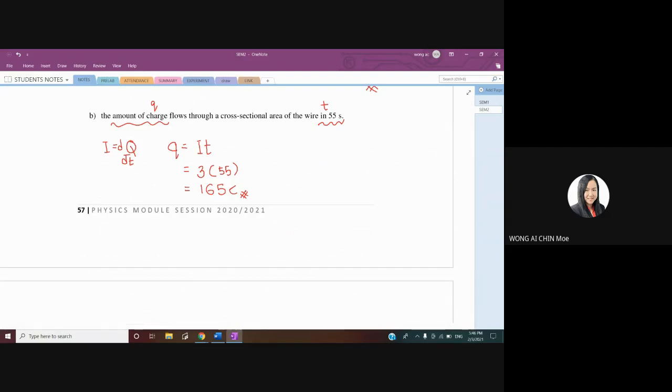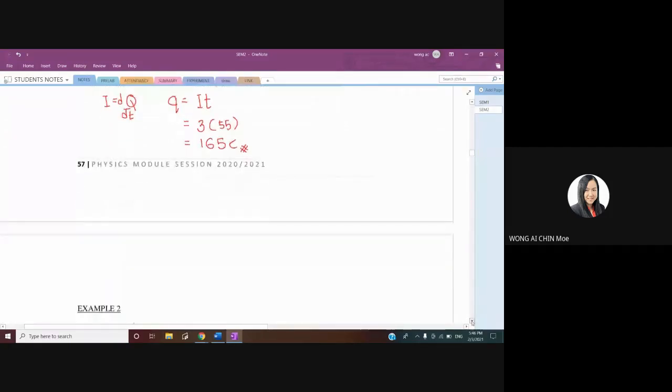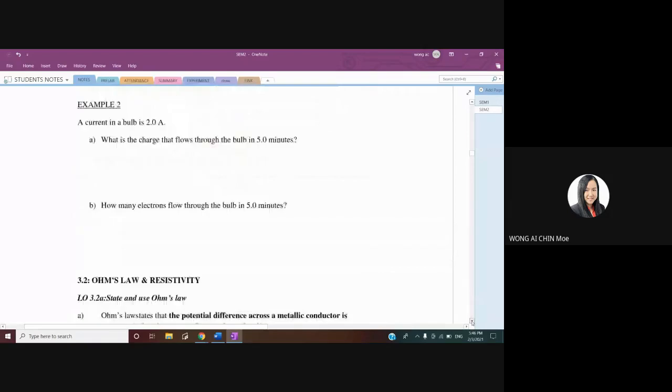That's all for today. Your homework for today is example 2. Here they give you the current, then ask you to find the charge in 5 minutes. So minutes, you need to change to seconds. Then they ask how many electrons pass through the bulb in 5 minutes, so you want to find n.